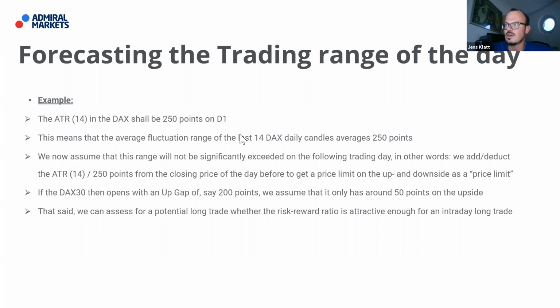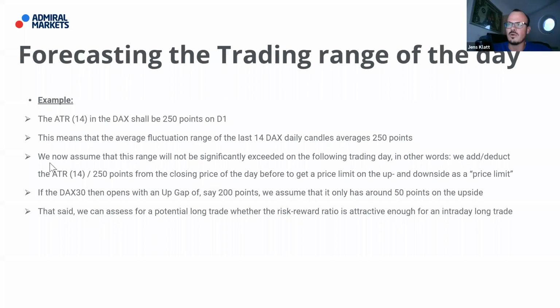Here is the overall idea behind how to use the ATR in our trading. The example is ATR 14, so it's the standard aggregation of the average range. ATR 14 in the DAX was 250 points on a daily time frame. So this is the chart you look at, and then you draw the conclusion from this information that the average fluctuating range of the last 14 DAX daily candles averages 250 points. So that's the width you expect the market to move from high to low in one or the other direction, given historic data.